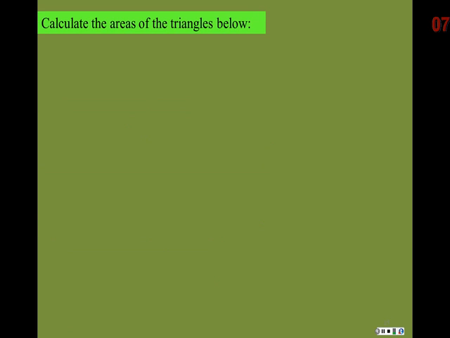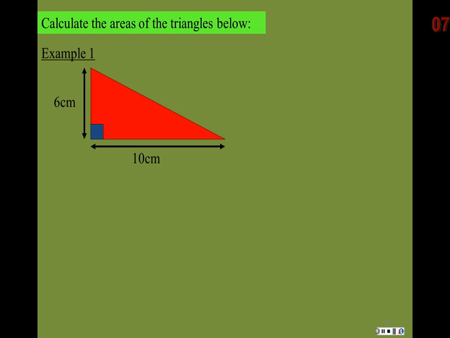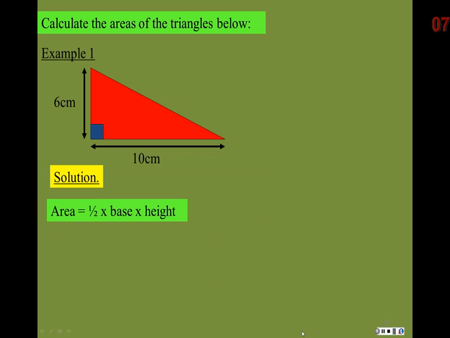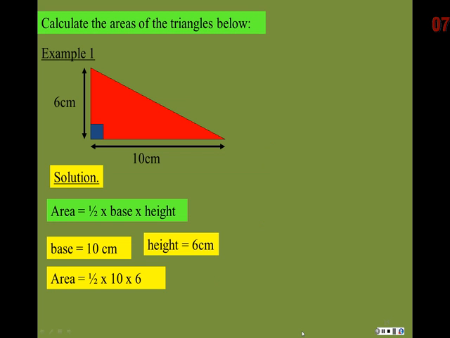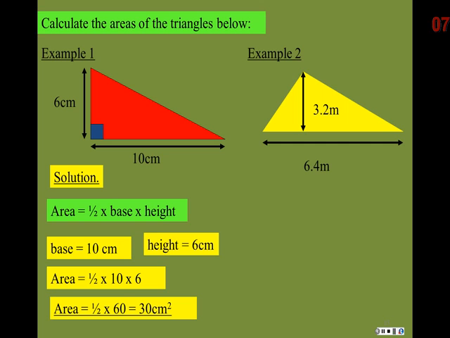So let's do some practice. What would the area of this triangle be? 30 centimeters squared. That's right. It'll be half of 60. 10 times 6 is 60, divided by 2 is 30. 30 centimeters squared. What about this one?